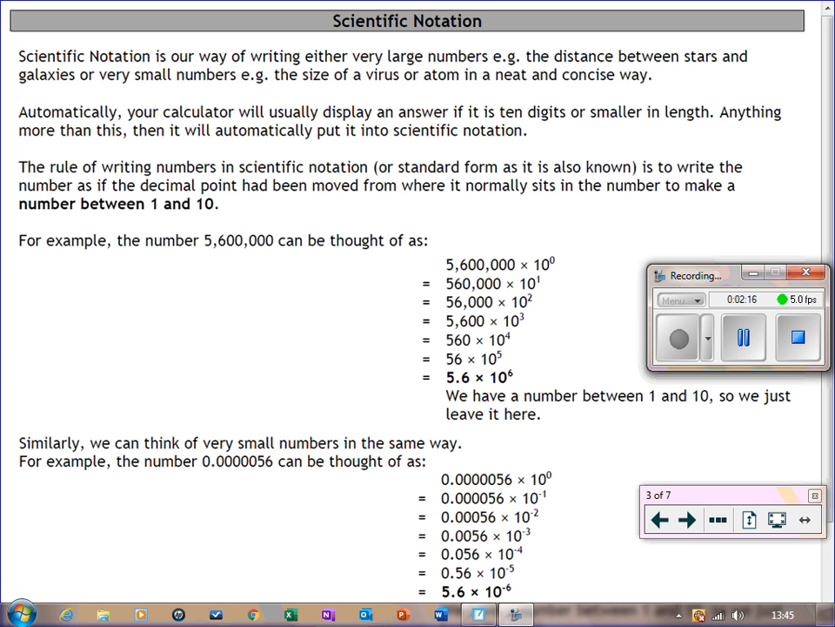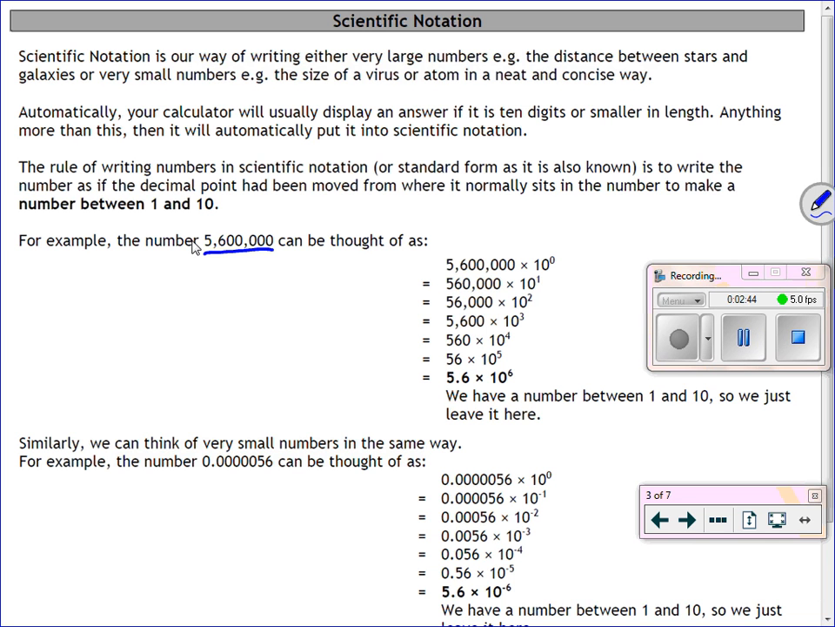In order for us to deal with that, we need to look at the string of numbers that we have, and we need to write it down so that our scientific notation number always starts with a number between 1 and 10, not including 1 and not including 10. So for example, let's start off with this number here, 5,600,000.